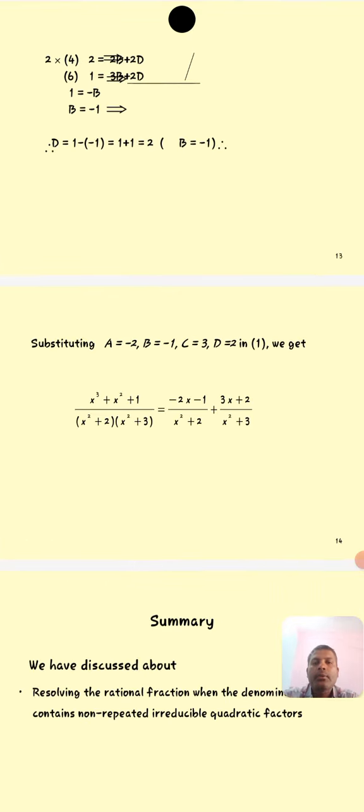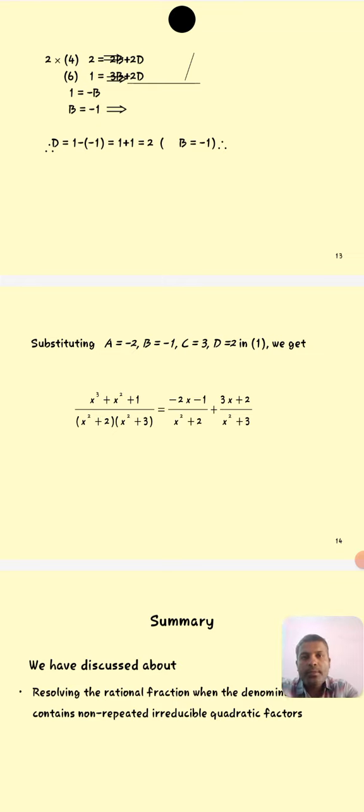Substituting a is equal to minus 2, b is equal to minus 1, c is equal to 3 and d is equal to 2 in the first equation, we get (x cube plus x square plus 1) divided by (x square plus 2) into (x square plus 3) is equal to, in the place of a we substitute minus 2, in the place of b substitute minus 1, so (minus 2x minus 1) divided by (x square plus 2) plus (cx plus d), that is (3x plus 2) divided by (x square plus 3).